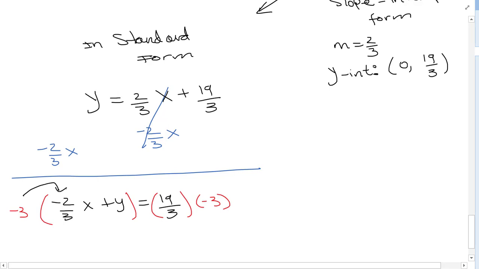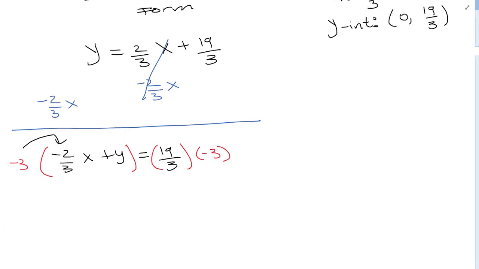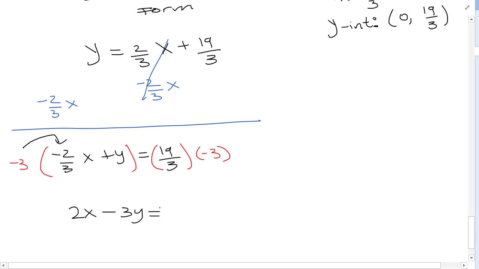And so when I multiply this, I get 2x minus 3y equals 19. Okay?